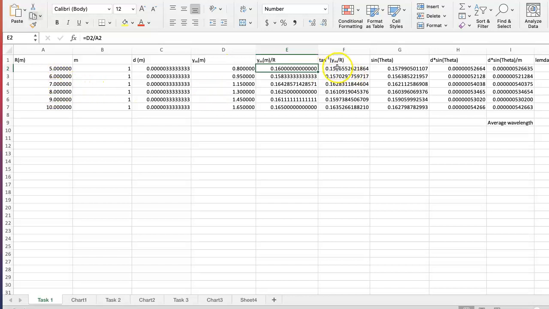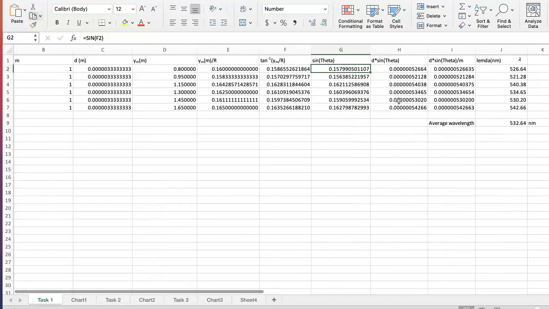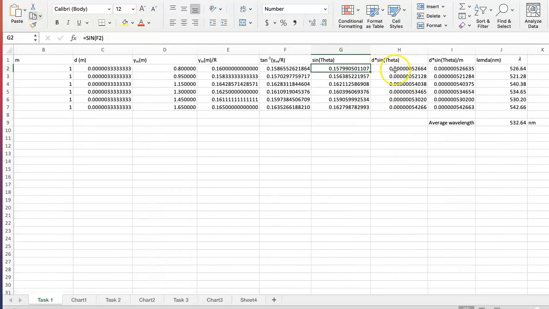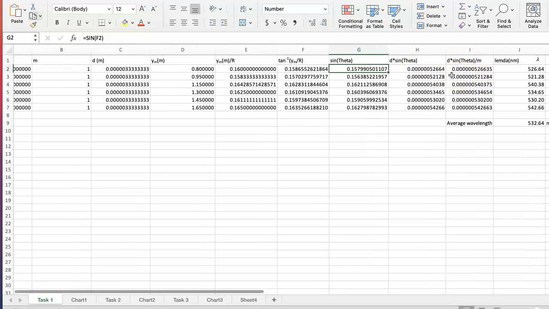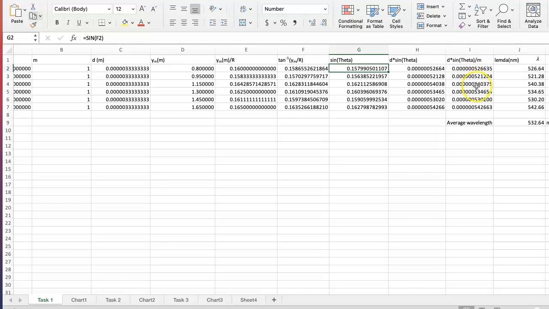Now I found the tan inverse here. That is the function you can see here, which we call arctan. This is to calculate the theta for that. Remember, theta here is in radians. I calculated sine theta here, and then I multiplied D times sine theta, and then I divided by M, which is here 1, so it is not going to make a difference.